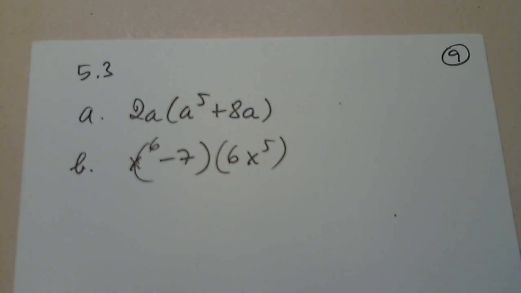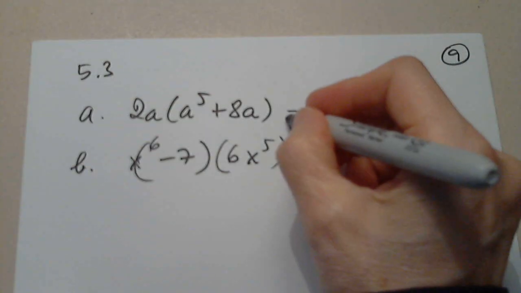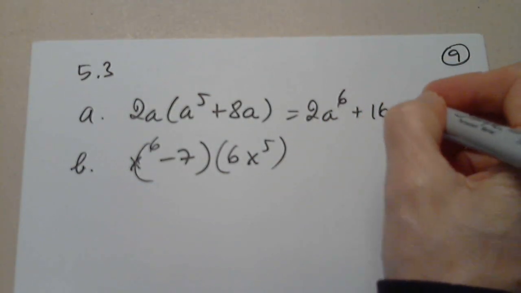Any questions? Can anyone give us the first one? 2a to the 6th plus 16a squared. That's it. 2a to the 6th plus 16a squared.